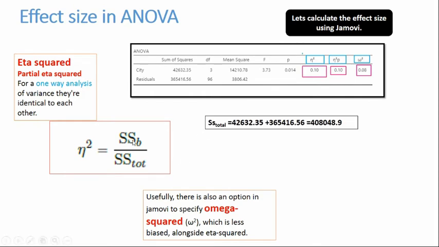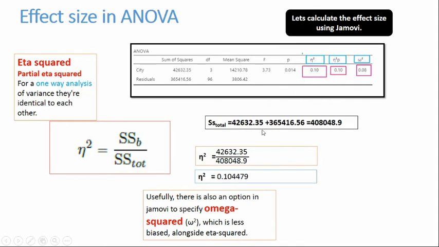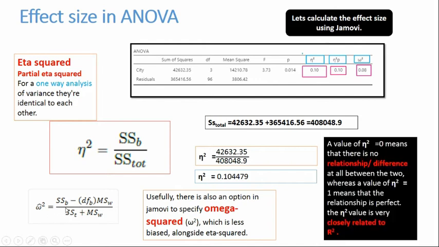Now here we have to calculate SSB and SS total. SSB has been given, we have to calculate SS total. Simply add these two values and we will get the total. What is the eta square? Divide SS between, 42,632.35, by this value. In this way, I will get the same eta square. And this is the formula for omega square.